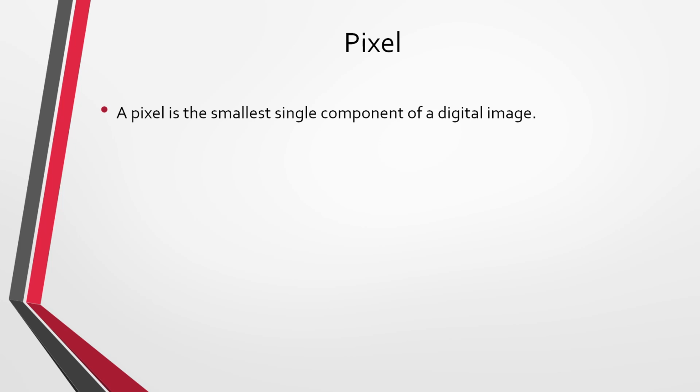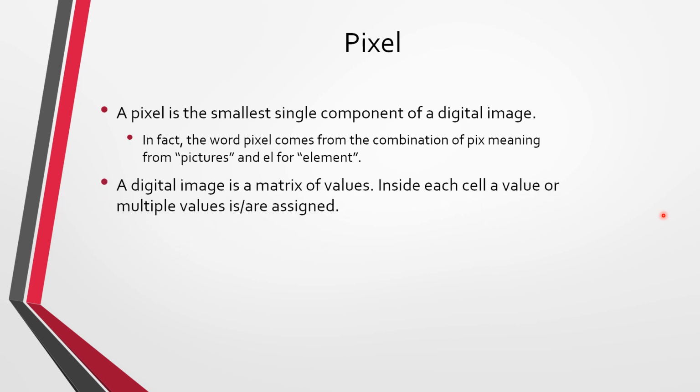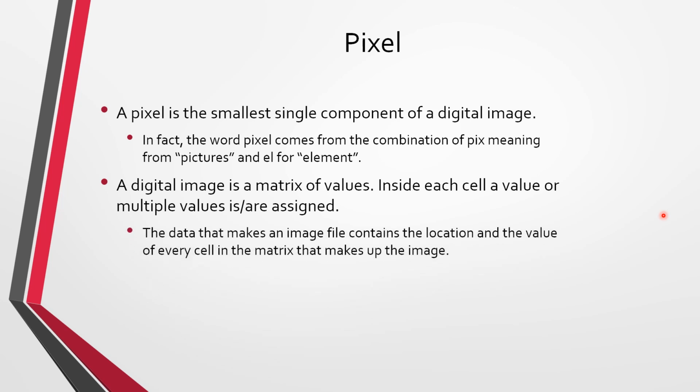A pixel is the smallest single component of a digital image. In fact, the word pixel comes from the combination of pix, meaning pictures, and el for element. A digital image is a matrix of values. Inside each cell, a value or multiple values is assigned to each cell, as we talked about before. The data that makes an image file contains the location and the value of every cell in the matrix that makes up the image. So the data of an image file, which could be an X-ray, contains the location and the value of every cell in the matrix that's going to be the image or the X-ray.